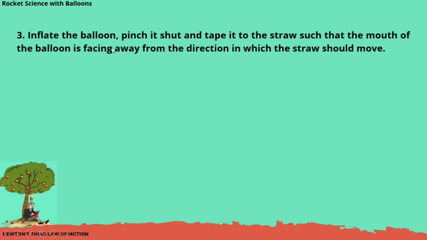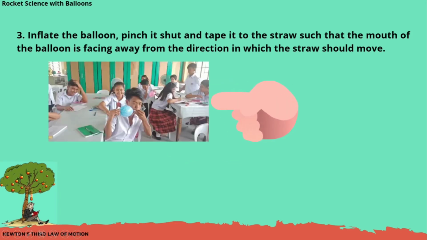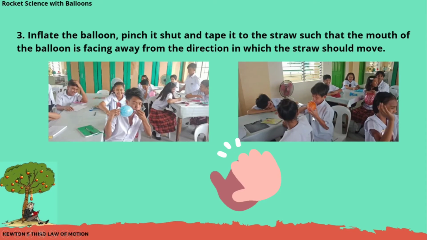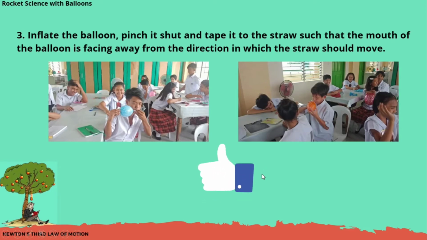Next, inflate the balloon. Pinch it shut and tape it to the straw such that the mouth of the balloon is facing away from the direction in which the straw should move. So, what you will do is blow up the balloon. Be careful not to make it too big, because the balloon might burst in your face. So, when you do this, you have to seek the supervision of an adult. Ask help from your older brother, your older sister, or anyone older who can guide you.